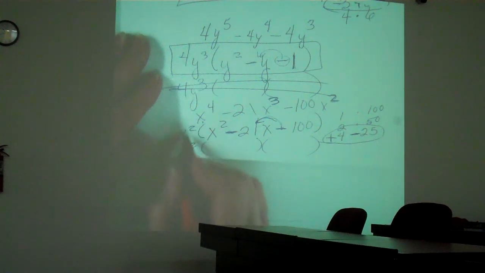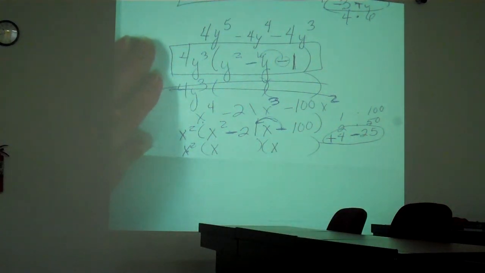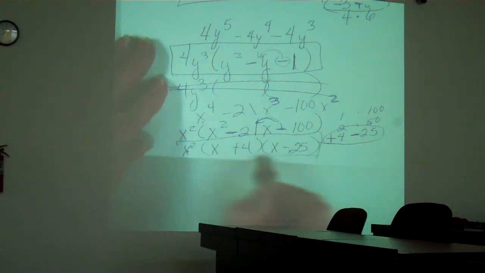Leave our x squared out here. It was already factored out. And this x squared gives us an x and an x. Now we have a positive 4 and a negative 25. And that's factored.